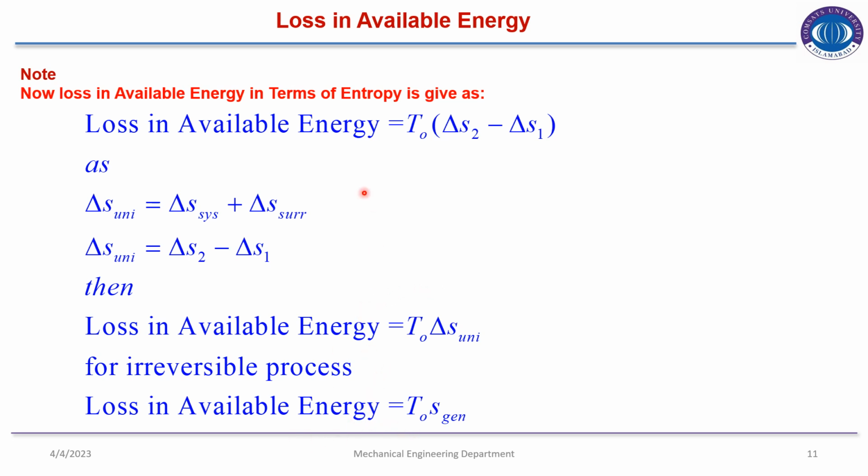So we have already discussed the TS diagram. We have derived the relation for the efficiency, and we have derived the relation for the change of entropy for the universe. And for the irreversible process, we will use the S generation or entropy generation term to calculate the loss of available energy.